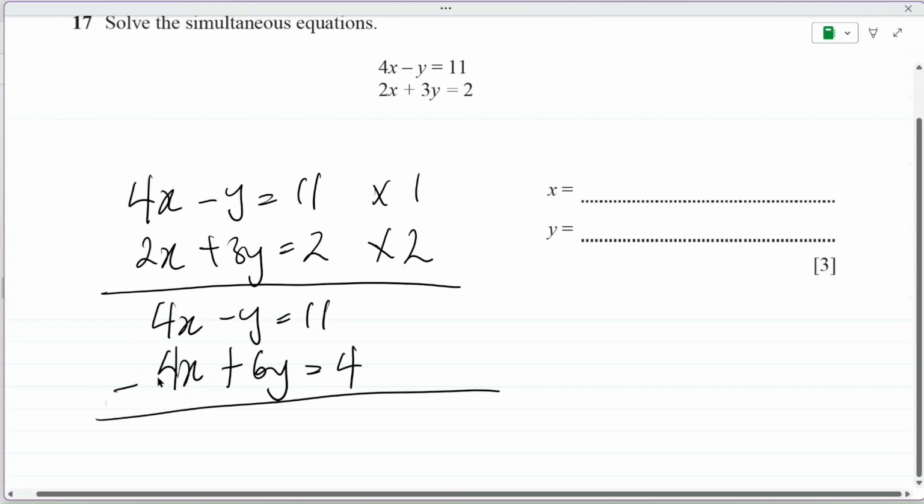The reason why I want them to be the same is so we can eliminate them. So 4x minus 4x is 0. You can put a dot here. You have to be careful with this side.